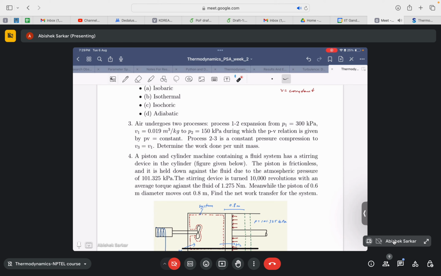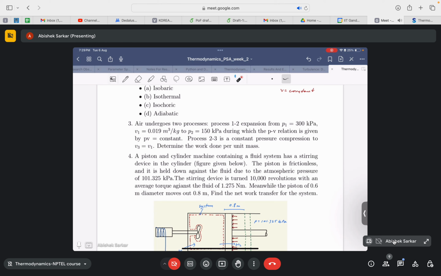Let me just go to the question. I hope I can simplify it. Air undergoes two processes. Process 1 to 2, expansion from P1 300 kilopascal and V1 0.019 meter cube per kg to P2 150 kilopascal, during which the PV relation is given by PV equal to constant. Process 2 to 3 is a constant pressure compression, V3 is equal to V1. Determine the work done per unit mass.